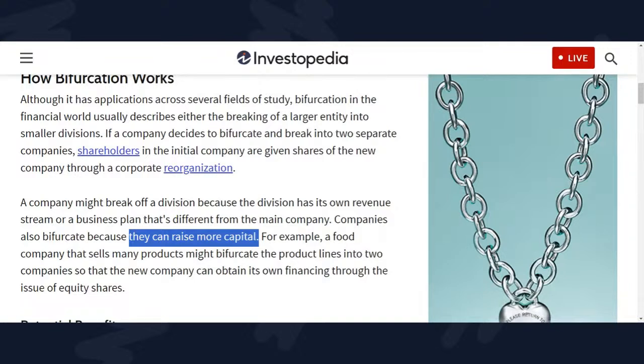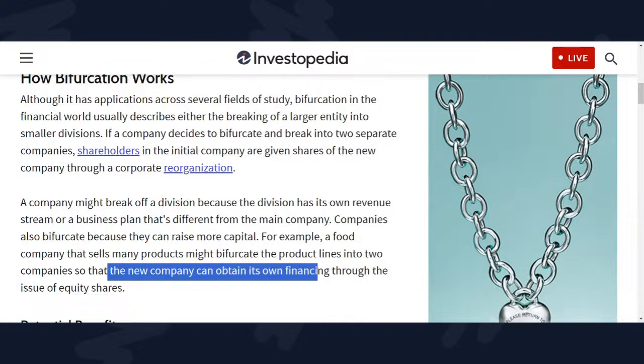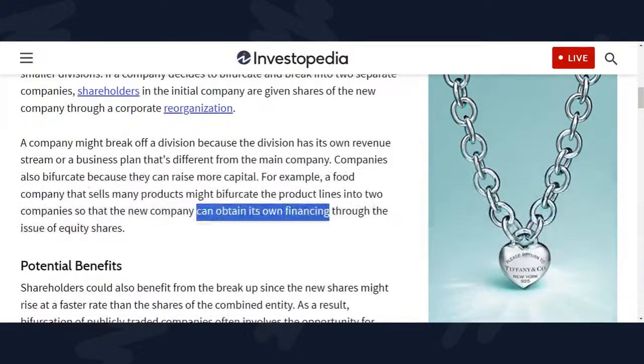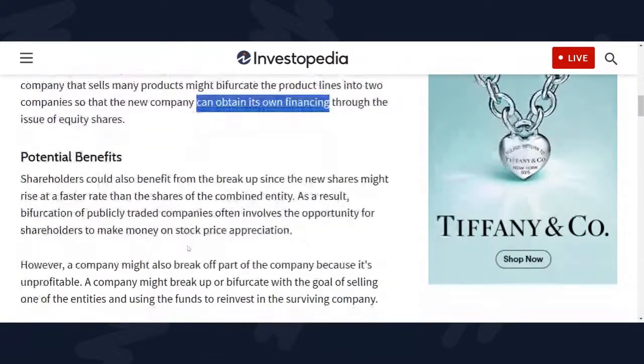For example, a food company that sells many products might bifurcate the product lines into two companies so that the new company can obtain its own financing through the issue of equity shares. Now we're talking about equity shares. Say the new company is going to specialize in a new product line. Perfect reason to do something like that.